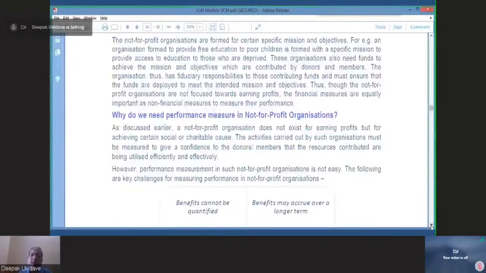The first is to quantify in monetary terms the benefits which are received by the final users, the end users. It is very difficult to express the satisfaction level of children, the satisfaction level of patients, in monetary terms. So benefits cannot be quantified. And benefits may accrue over a long term. That's the second point. The amount which a charitable organization is spending or investing, this investment is a one-time investment, but the benefits will accrue over a long period of time.